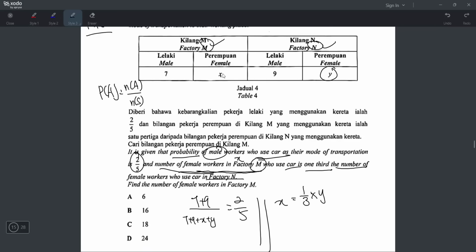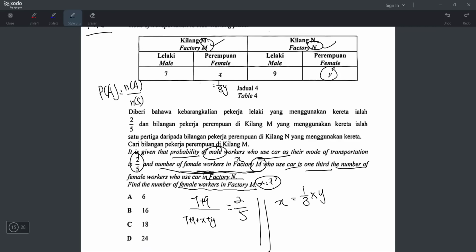So X is equivalent to 1/3Y. That's what it says here: number of female workers in M, which is X, is 1/3 the number of female workers in N, which is Y. Then find the number of female workers in factory M, means they want to find X. So I need to find X. How do you do this?